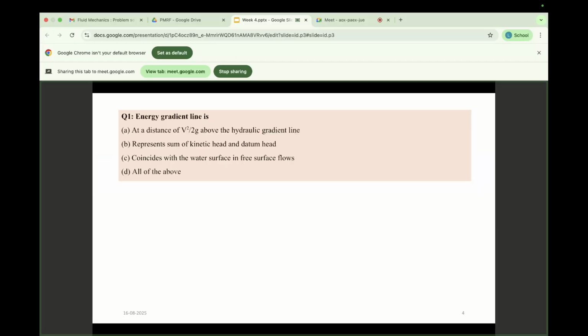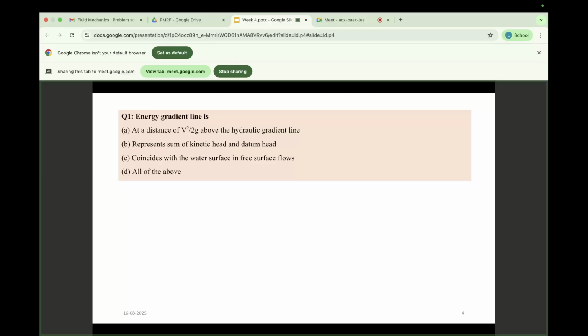This numerical is based on the concept that I will discuss today. Before discussing each question and what concept comes into the scenario, I will give you 1 minute to try to solve, as I think most of you have gone through the lecture of Professor Subhashis. So some of you may be able to answer this question. Let's see if any of you are able to answer it.